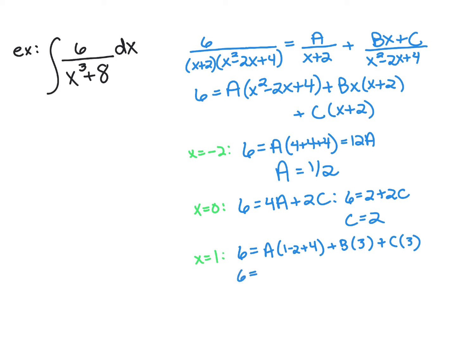So I get 3a, 3b, and 3c, but a is 1/2, and c is 2, so that makes this a 6. Kind of nice, because I can subtract 6 from both sides. And then I'll have negative 3/2 equals 3b. Divide away the 3, and I get b equals minus 1/2.